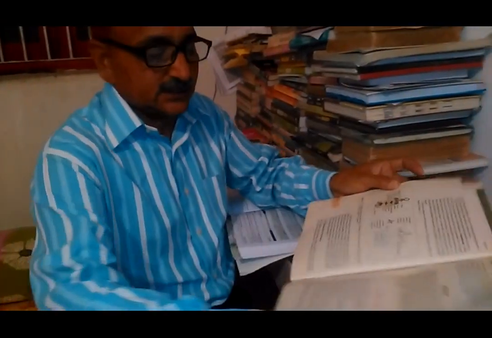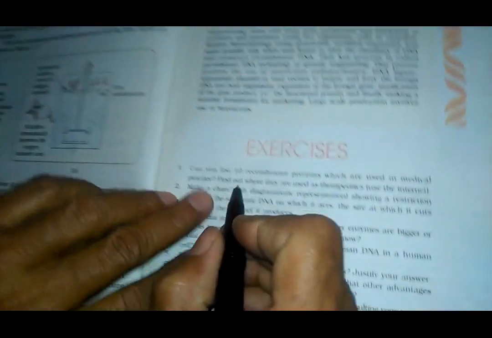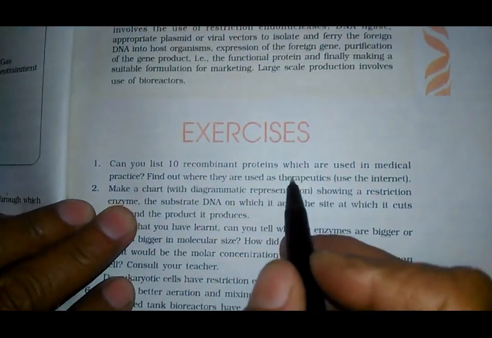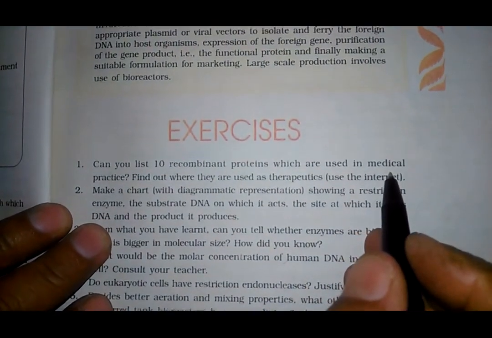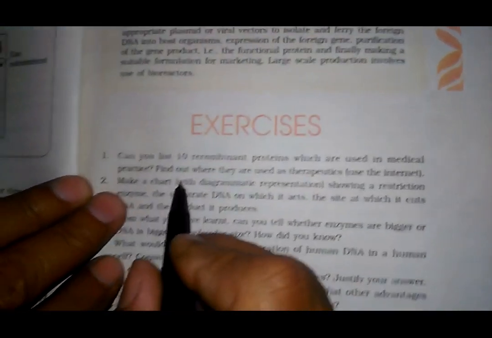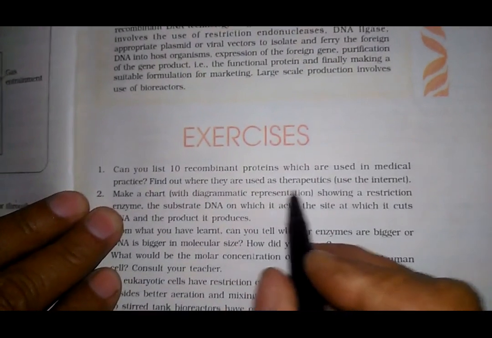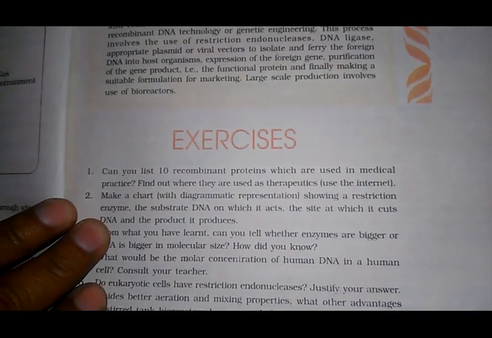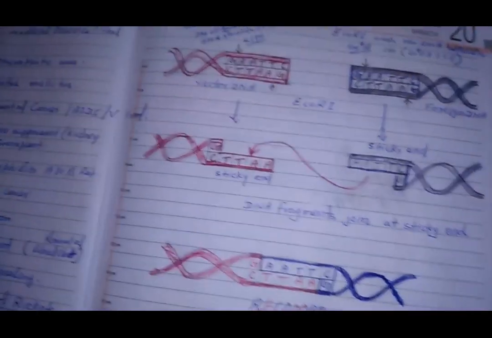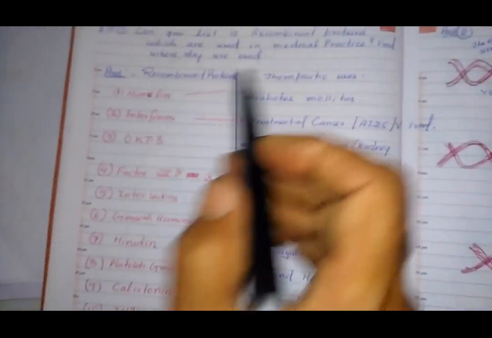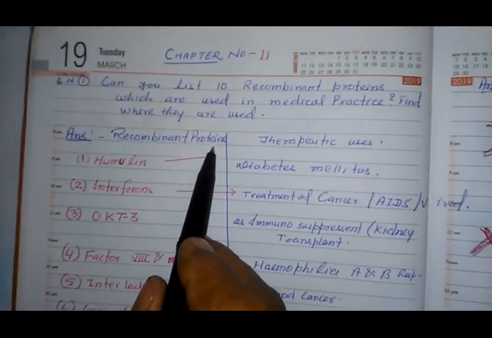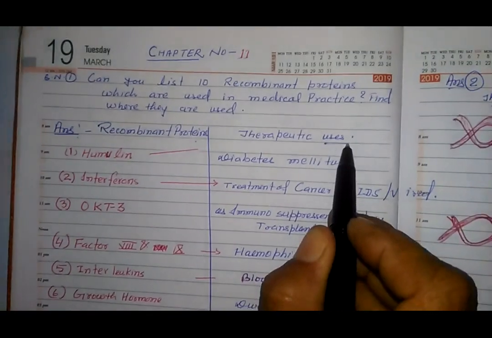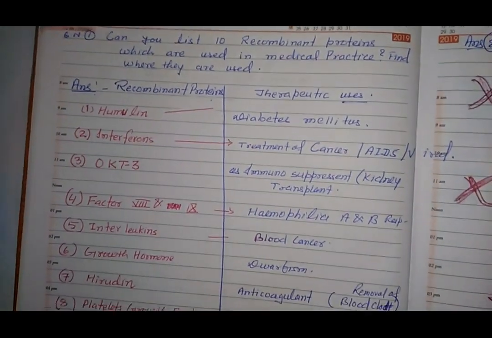Your first question is, read here: Can you list 10 recombinant proteins which are used in medical practice? Find out whether they are used as a therapeutic, use the internet. So no need to go to the internet. Your answer is already here: the recombinant proteins and their therapeutic usage. So here 10 proteins are there.